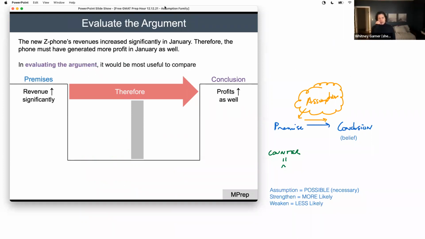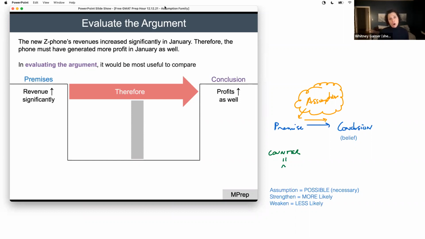And if assumption is the most significant, where we're saying an assumption has to be true in order for the argument to stand, and then we've got the strengthen and weaken, where a strengthen will make it a little better and a weaken could make it a little worse, evaluate is the most neutral. The job of an evaluate answer is simply to ask for more information.